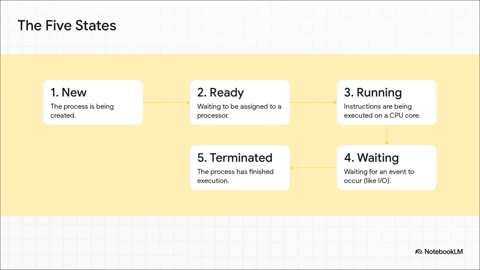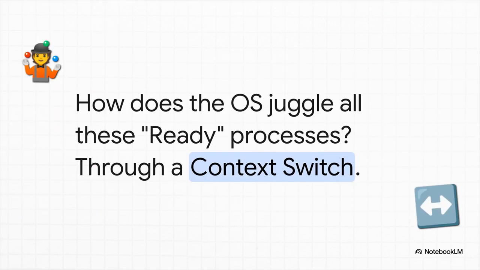Here's the most crucial point, though. At any given moment on a single CPU core, only one process can be in that running state. Just one. And that brings us right back to the multitasking magic, doesn't it? If only one process can run at a time, but you have tons of them in that ready state, how does the OS give each one a fair turn on the CPU?